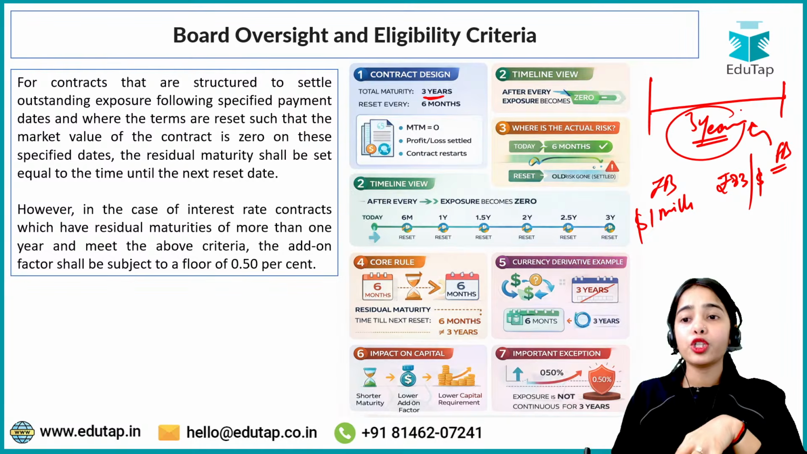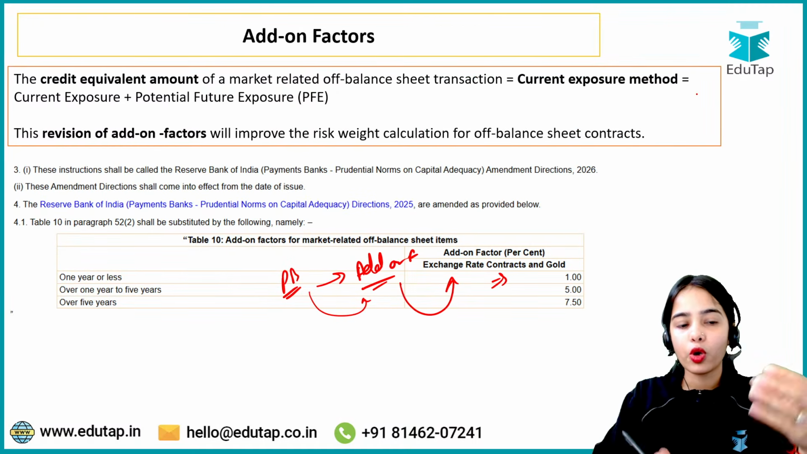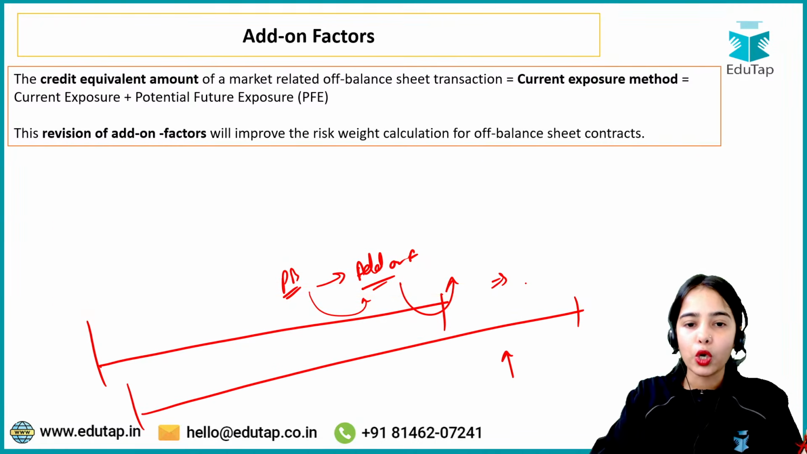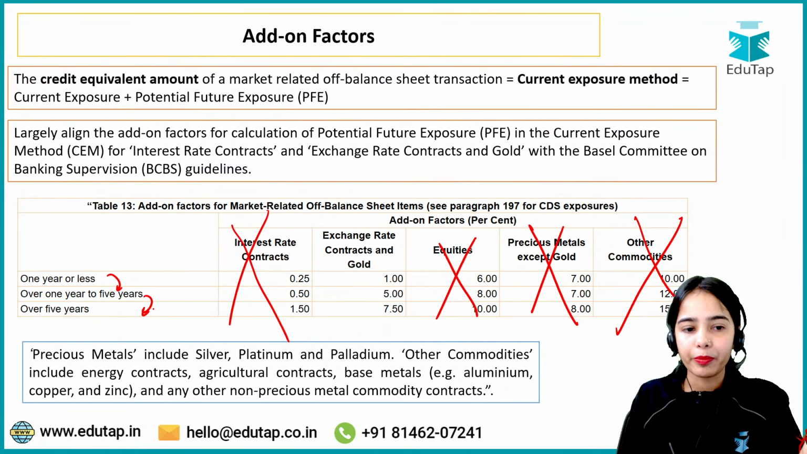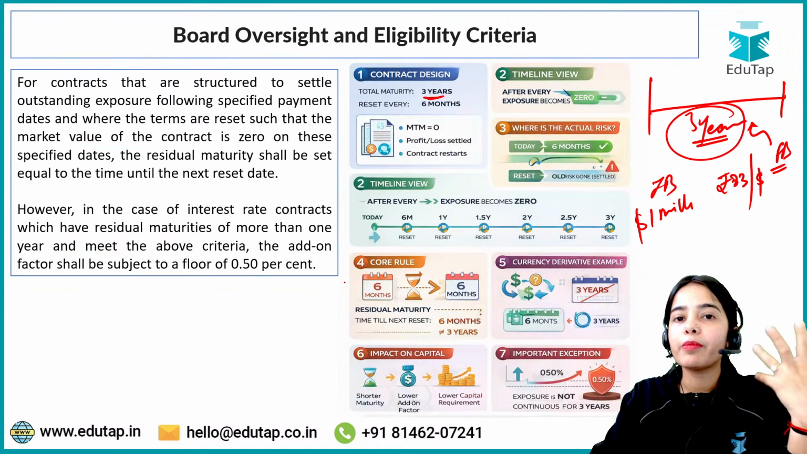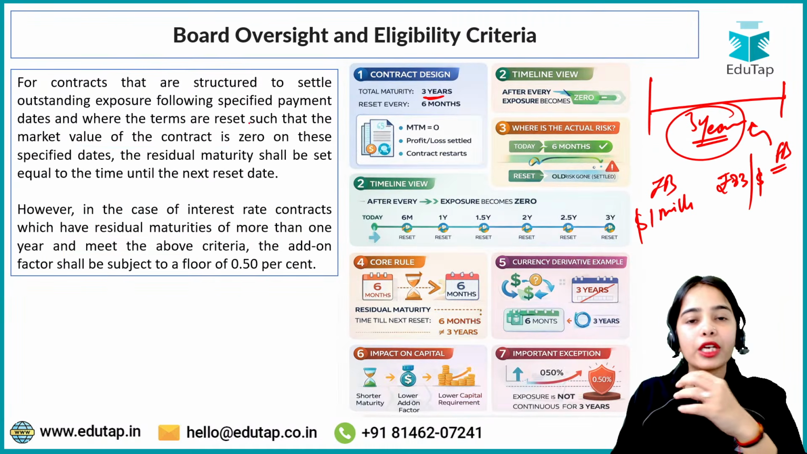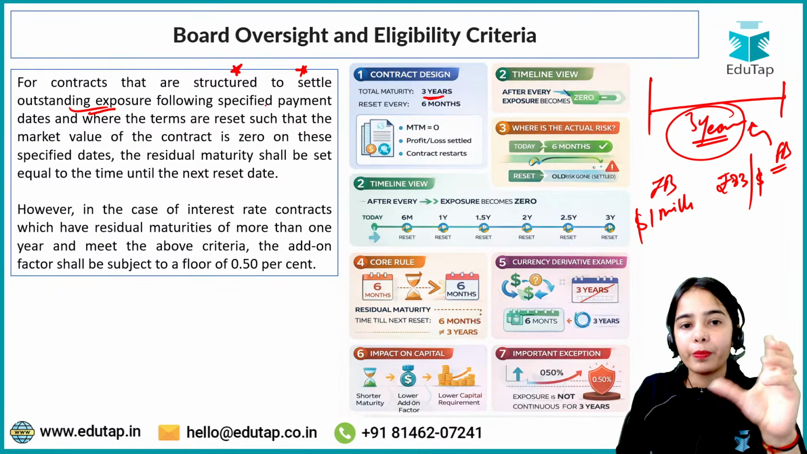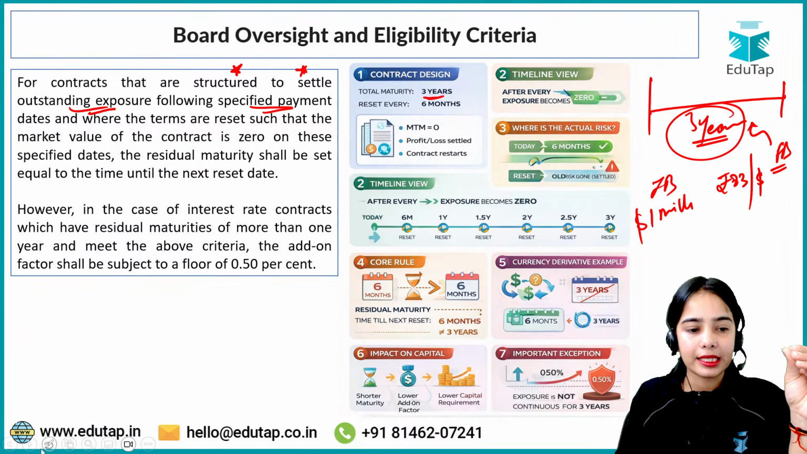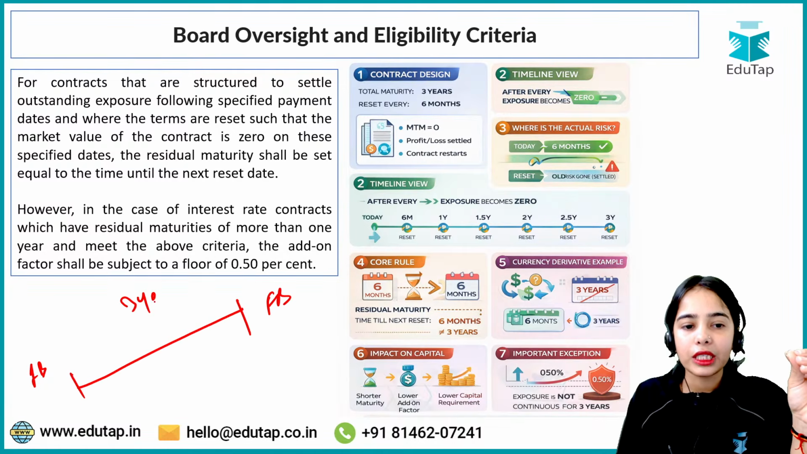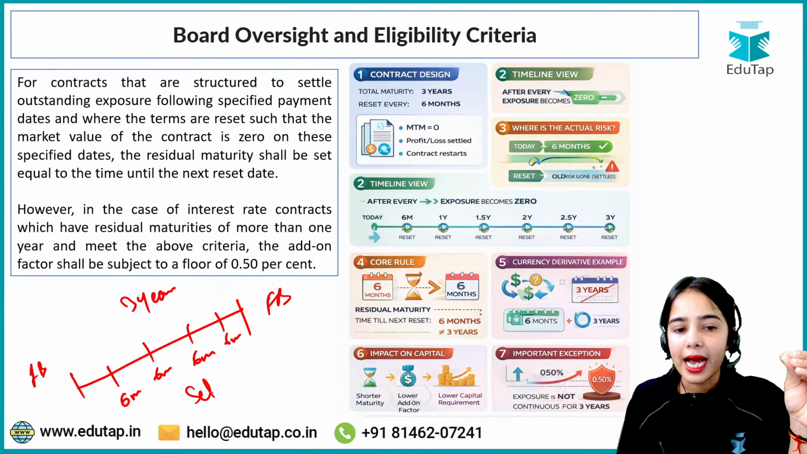Now the contract is for a long period of time, and the longer the time period, the higher the add-on factor. So to safeguard the bank from this, the bank can have such kind of contracts that are structured to settle the exposure at a specified payment date. That means the Indian bank and the foreign bank have decided that this contract is for 3 years. But at every 6-month interval, there will be a settlement of the exposure.